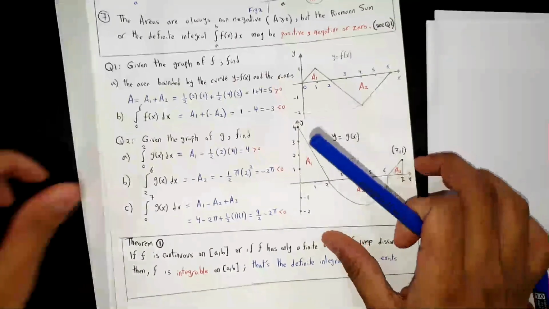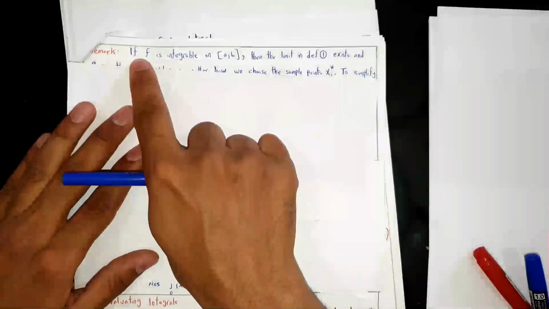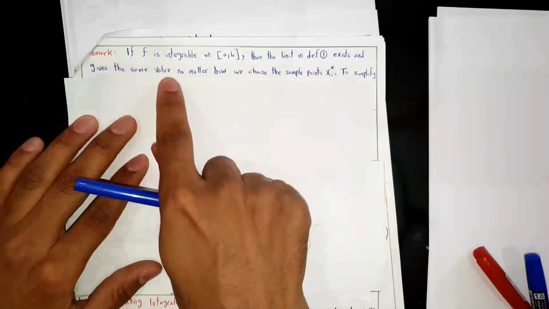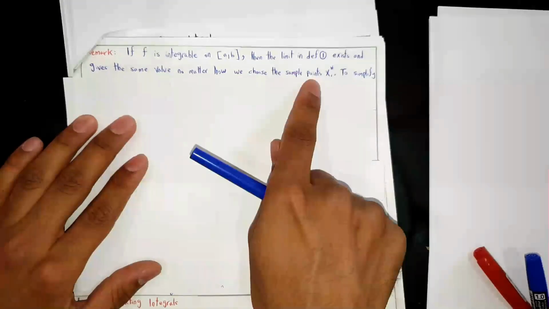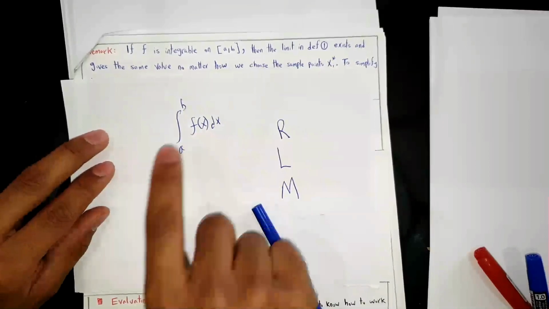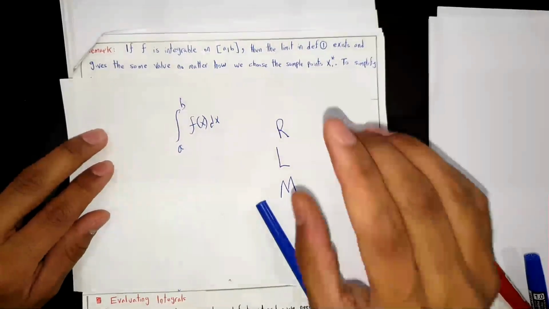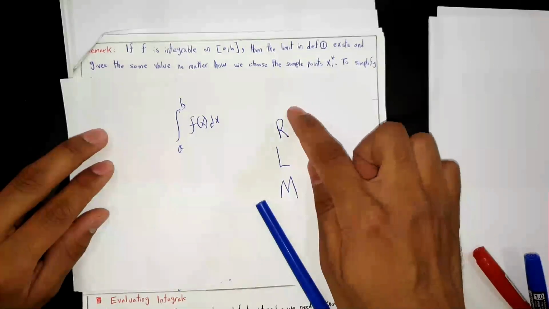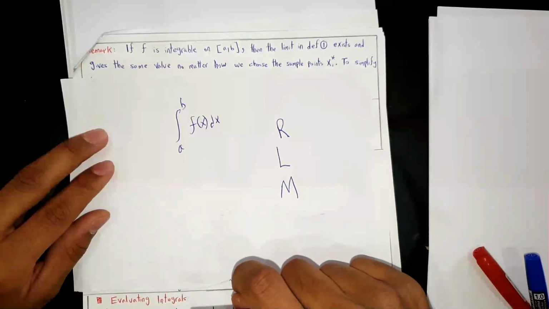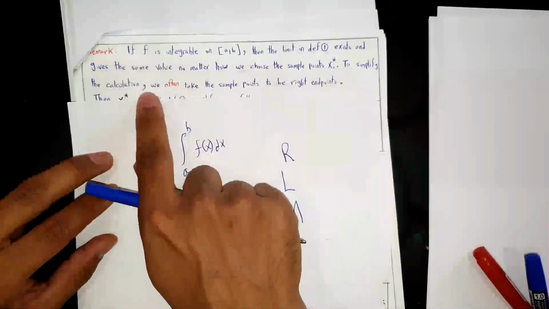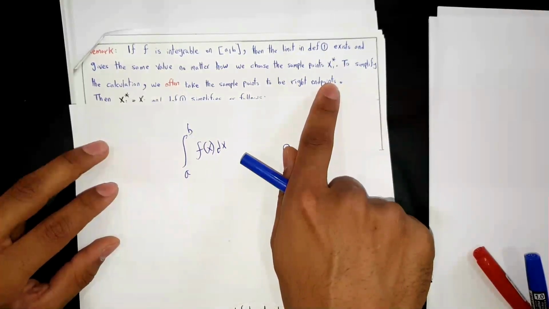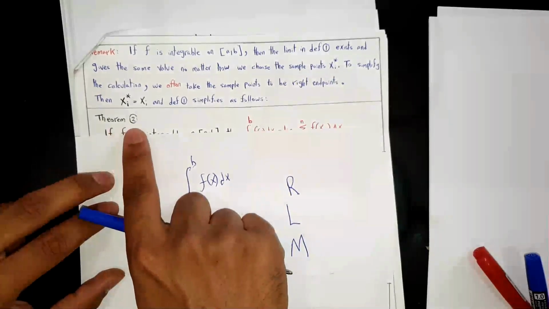Good. Now let us see this remark after theorem number 1. If f is integrable on [a,b], then the limit in definition number 1 exists and gives the same value no matter how we choose the sample point xi star. That means this integral from a to b of f of x dx, if you evaluate it using the limit of summation, then you will get the same answer, whether you use right endpoints, left endpoints or midpoints. The author of the textbook says, to simplify the calculation, we often take the sample points to be right endpoints. In this case, everything is simplified to theorem number 2.